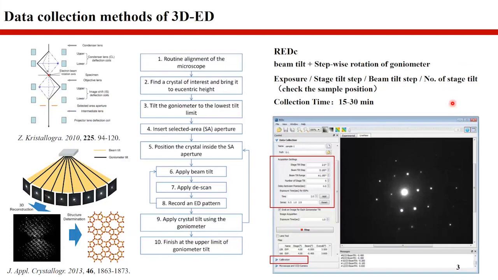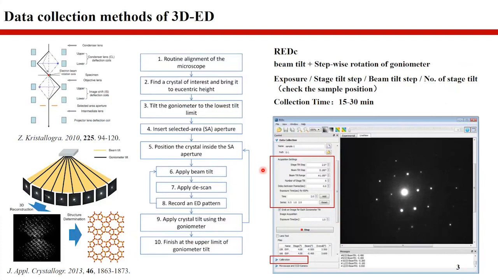From this slide, we will show several typical three-dimensional ED data collection processes step by step. Firstly, the microscope needs routine alignment to achieve better performance. For the RED method, the beam tilt direction should be aligned in accordance with the goniometer tilt. And then we need to find a crystal of interest and adjust its height to ensure it will not move out of the SA aperture too far during the data collection. And then we tilt the goniometer to the lowest limit, insert the SA aperture, and apply the diffraction mode. And the beam tilt parameters and the goniometer tilt should be carefully entered. Then the data could be collected.